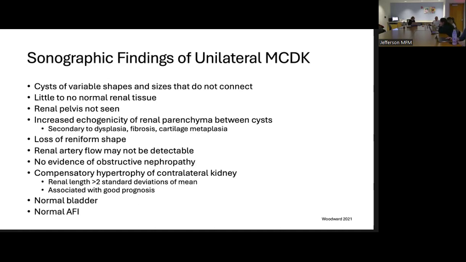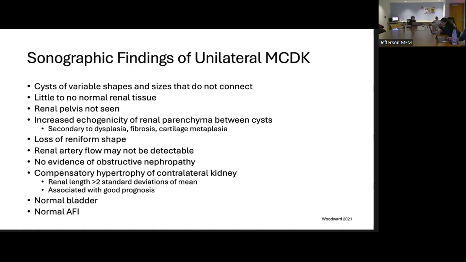You have little to no normal renal tissue. The renal pelvis is not usually seen. You have increased echogenicity of the renal parenchyma between cysts, and this is secondary to dysplasia, fibrosis, and cartilage metaplasia. You have loss of the typical reniform shape of the kidney. Renal artery flow may not be detectable, or it might be. Usually you're not seeing any evidence of obstructive nephropathy in the setting of a unilateral MCDK.